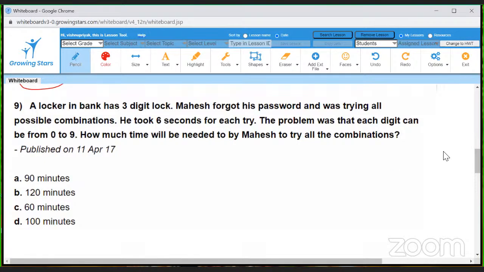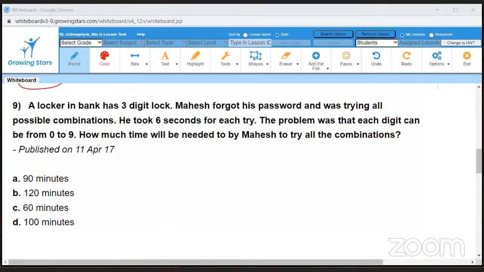Here is the next one. A locker in a bank has a 3-digit lock. Mahesh forgot his password and was trying all possible combinations. He took 6 seconds for each try. The problem was that each digit can be from 0 to 9. How much time will be needed by Mahesh to try all combinations?